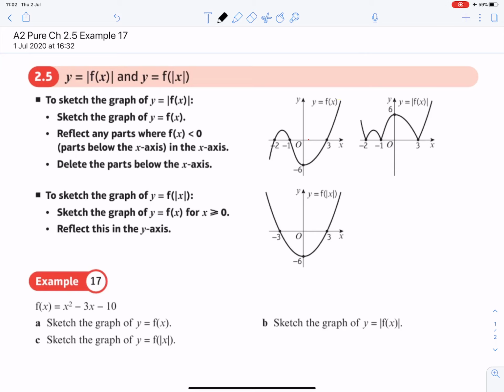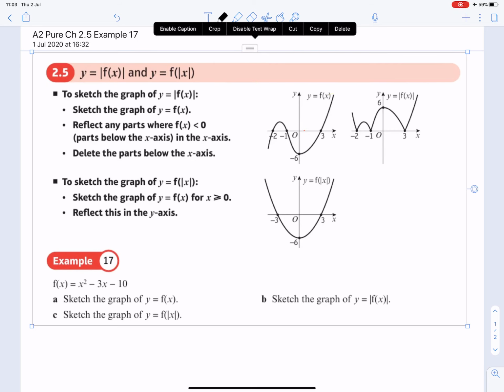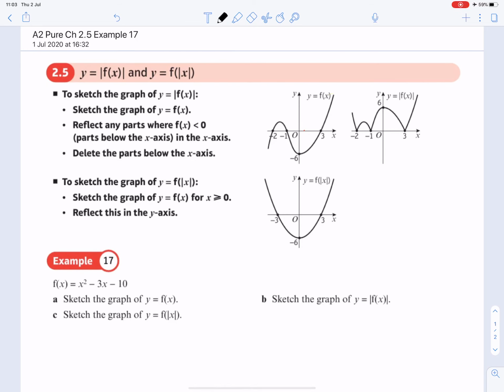So here we go with chapter 2.5, example 17. Y equals the modulus of f of x, and y equals f of the modulus of x. So we're looking at sketching these kinds of functions. The key thing is to remember what the modulus function represents. This modulus function basically says make it positive.